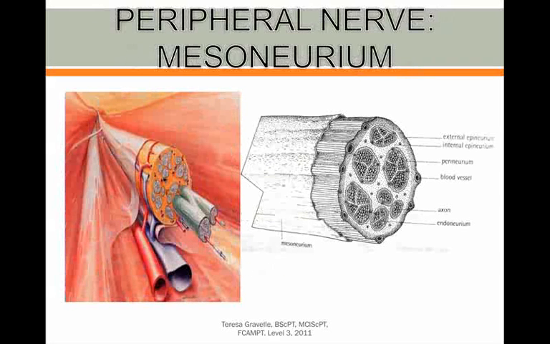The peripheral nerve has layers of connective tissue that surround and protect the axons. The outermost layer is called the mesoneurium. The mesoneurium is loose areolar tissue, and the blood vessels enter the nerve via the mesoneurium. The mesoneurium is intimately associated with our fascial system, and this tissue provides a loose framework so the nerve can slide.